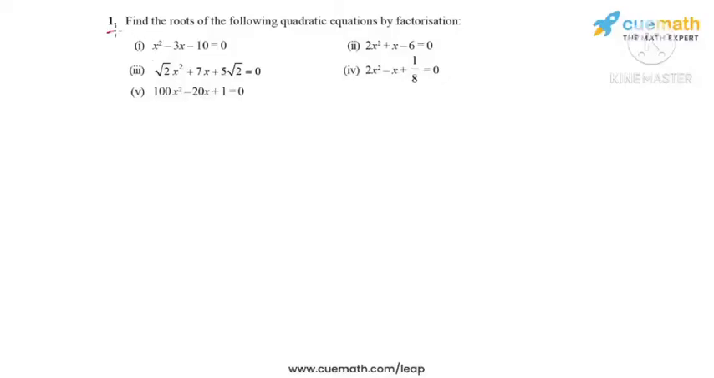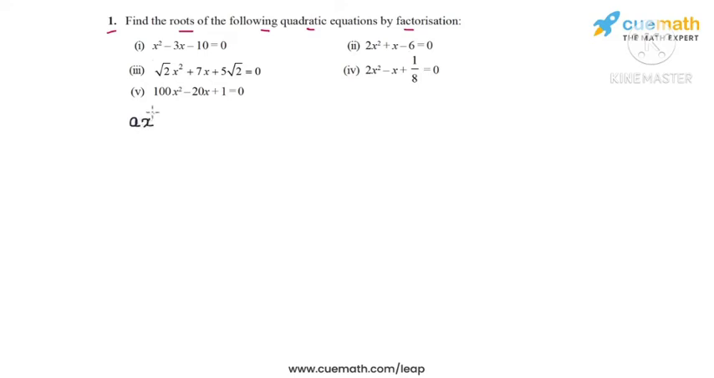In question 1 of this exercise, we have to find the roots of all of these given quadratic equations by factorization. The way we factorize a quadratic expression or a quadratic equation is by splitting the middle term. So how do we do that?